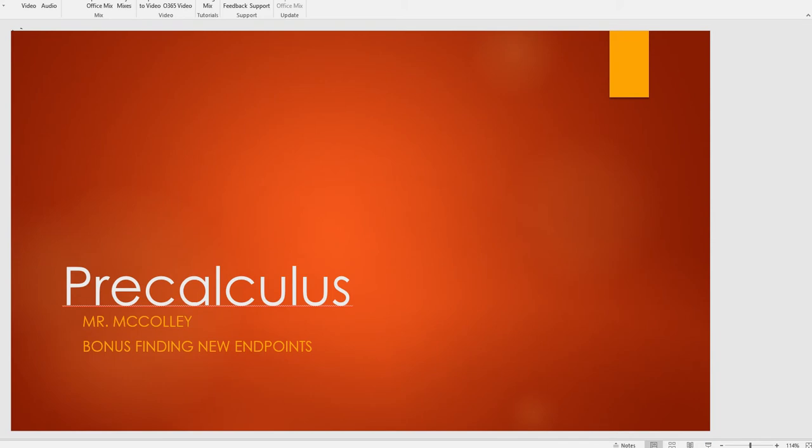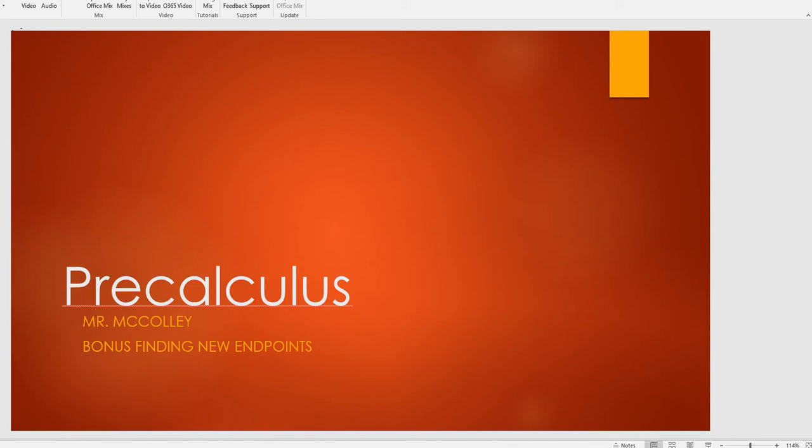Okay, good day. This is a bonus supplement for a snow day. I had a student ask me to review finding new endpoints of trig functions when we're graphing them. They were having some confusion with what's going on in the book, and I have tried to oversimplify the method that's found in the book.